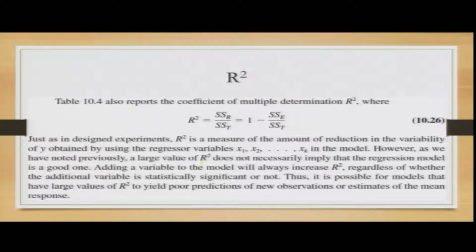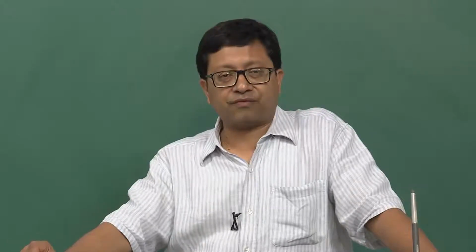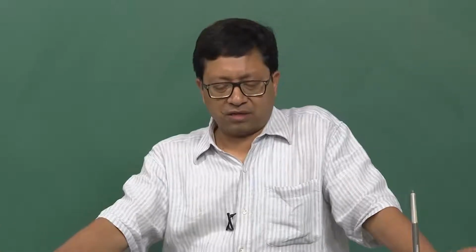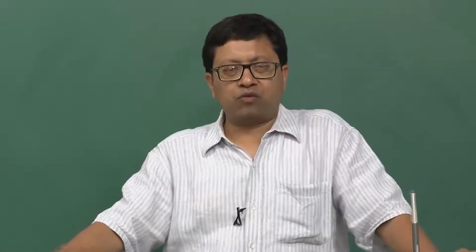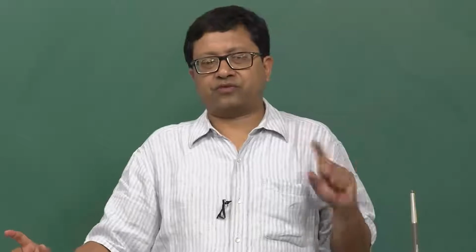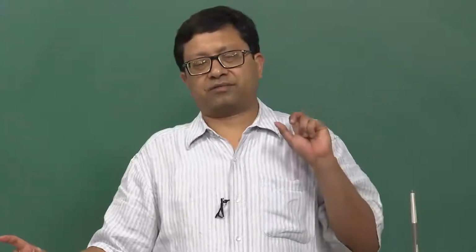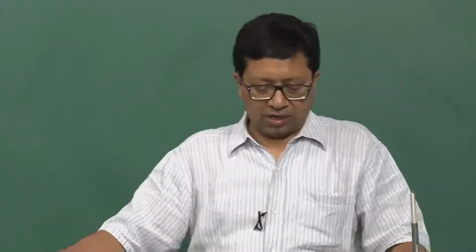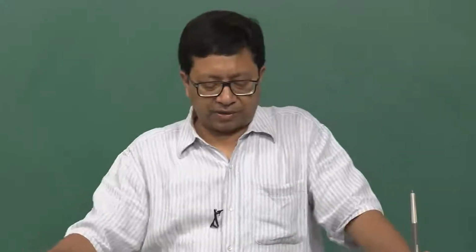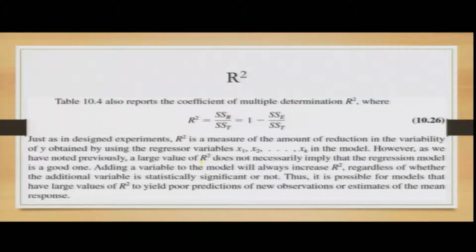The table also gives us the R square value and the adjusted R square. R square would be the sum of squares which we are able to predict from the variables divided by the total sum of squares. That would also be equal to 1 minus the sum of squares of the errors divided by the total. In designed experiments, R square is the measured amount of reduction in the variability of y obtained by using the regression variables x1, x2, x3 till xk.